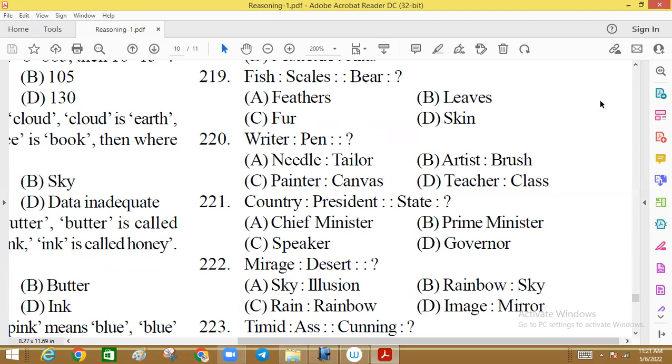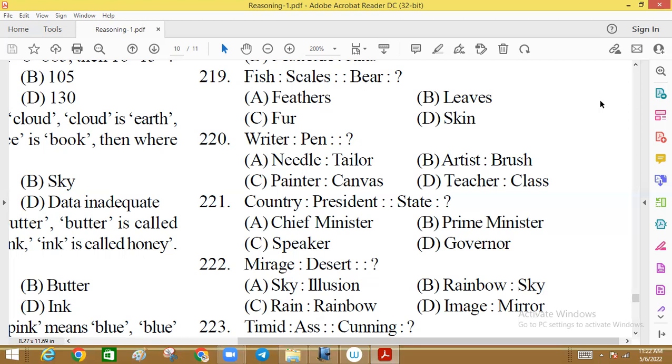Either fur or skin. Out of these two options, which is the better option? Why is fur the better option than skin? What might be your reason? Skin is always mandatory. Okay. Now, what is the relation between fish and scales? Fish will also have skin, both will have skin, no doubt about that. So the leftover is fur.